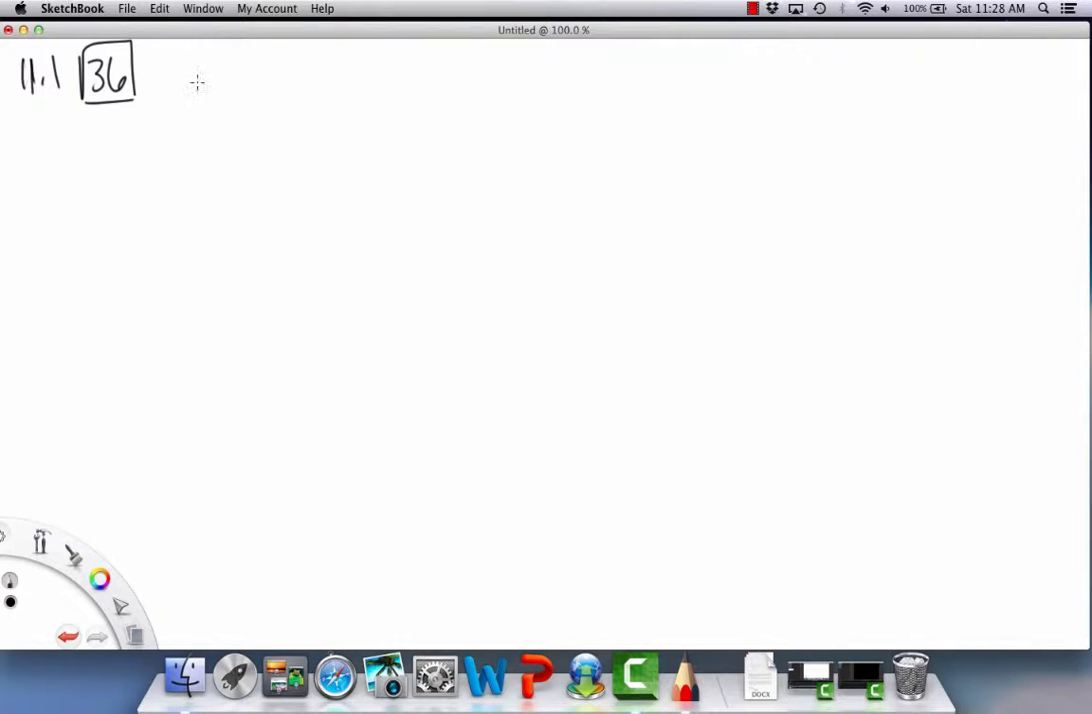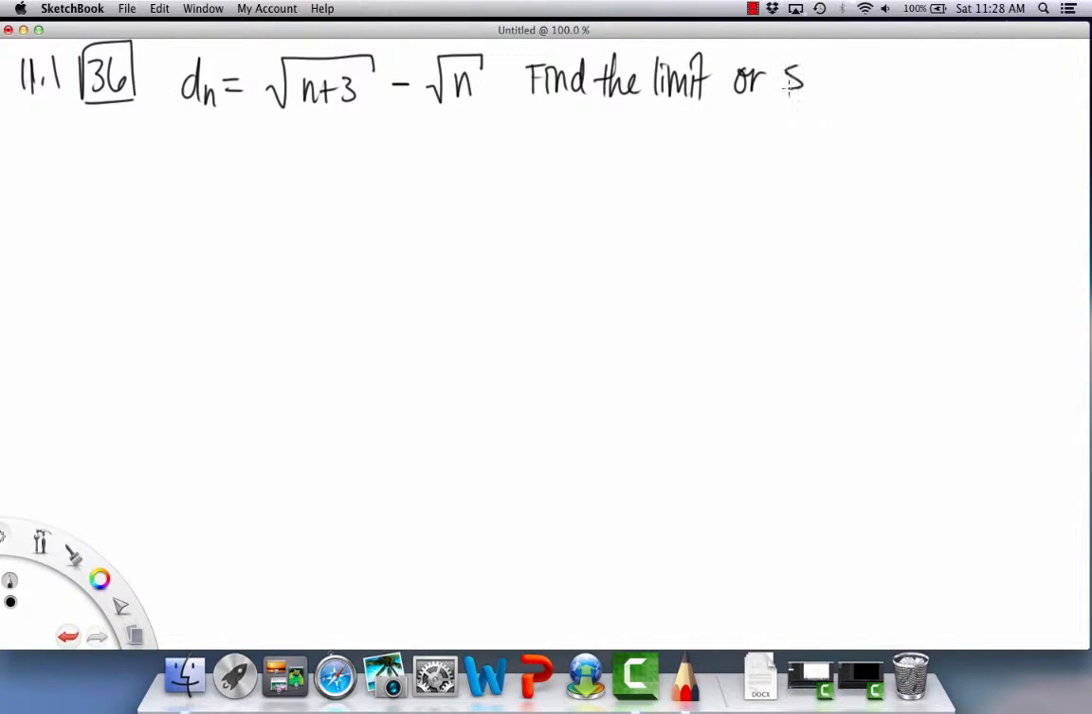Okay, so for here, they give us the following sequence: d sub n equals square root of n plus 3 minus square root of n. So we're supposed to find the limit, or show it diverges. Okay, so that's what we're doing for this problem.